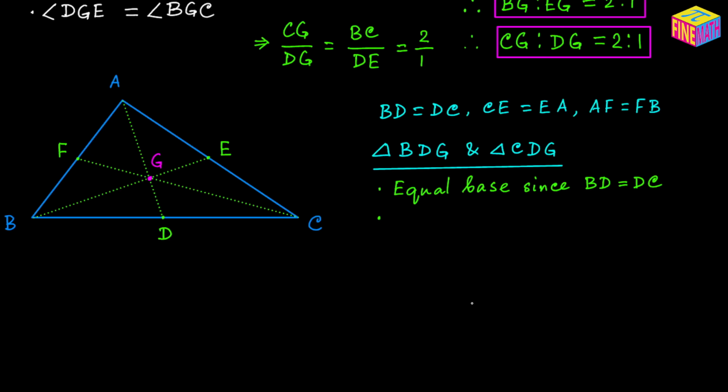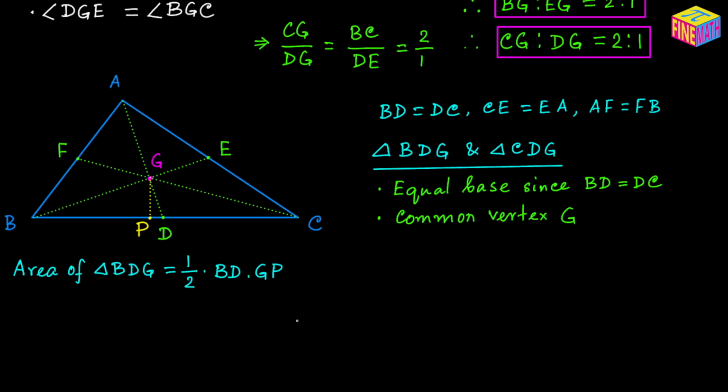Well, let's drop a perpendicular from the point G onto the side BC. I have drawn the perpendicular in yellow color, and let's assume that the perpendicular is GP, which landed at point P on the side BC. So now if you think about the area of the first triangle, what would be the area? Area of the triangle BDG will be equal to half times base times height.